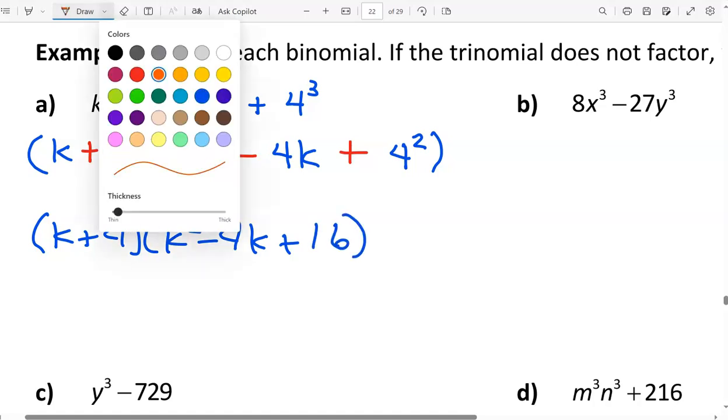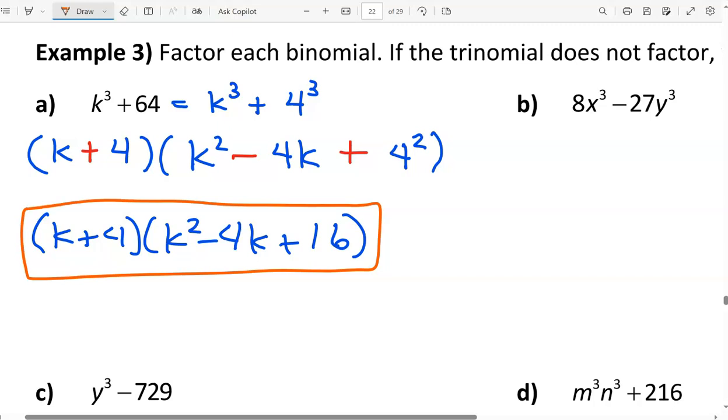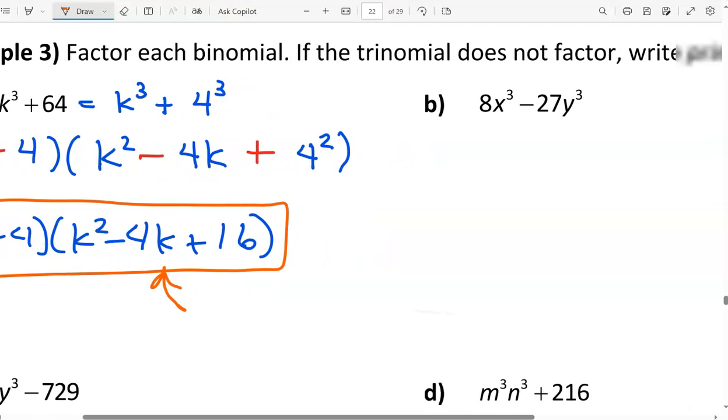And you may be wondering about that final answer, since there is a trinomial as the second factor. You may be wondering if that factors again. If we're looking to factor that again, we would be looking for factors of 16 that add to negative 4, and there aren't any. As it happens in the sum and difference of cubes, that trinomial factor will be prime. That is to say, it won't factor again.